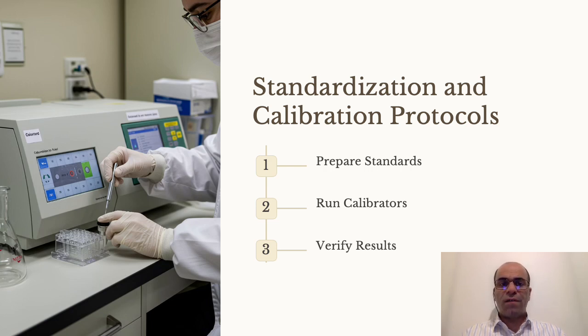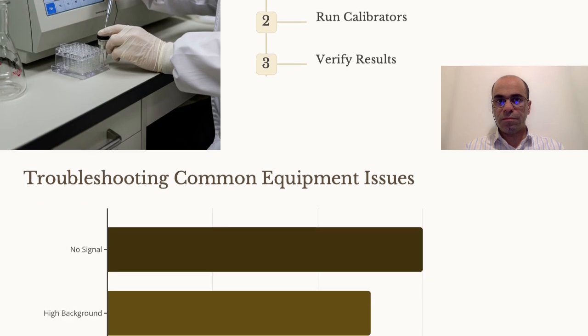And number five is scheduling recalibration. Establish routine calibration schedules based on manufacturer recommendations, regulatory requirements, and observed drift in system performance. Document all calibration activities for regulatory compliance. Consistent adherence to these standardization and calibration protocols helps minimize analytical variability and ensures reliable patient results across different testing scenarios.